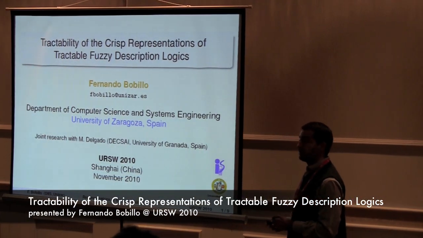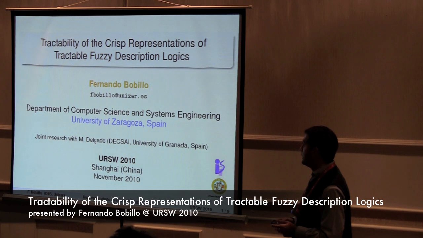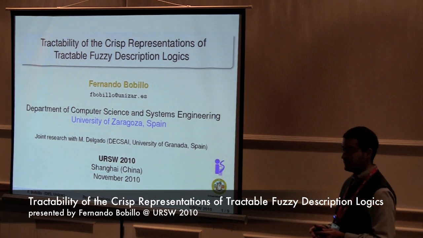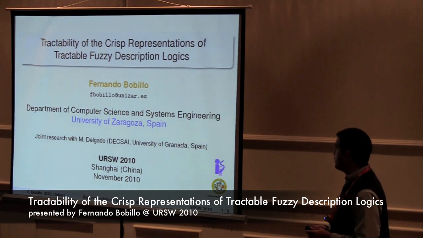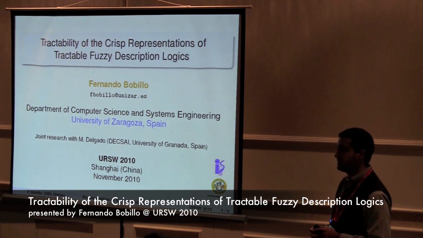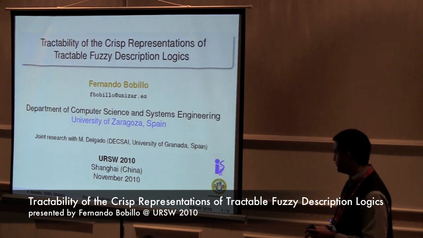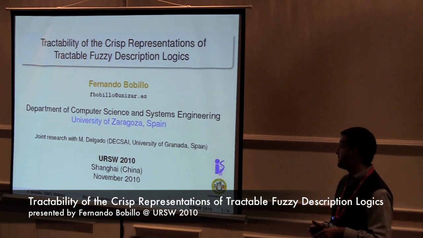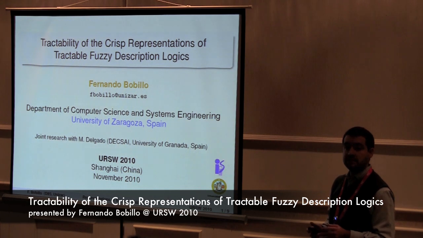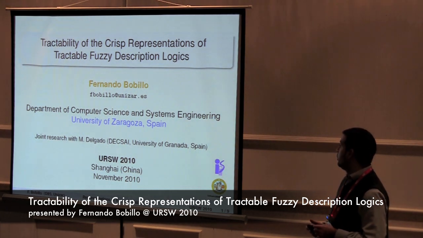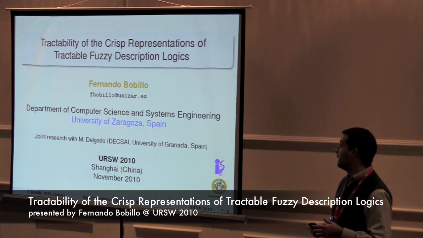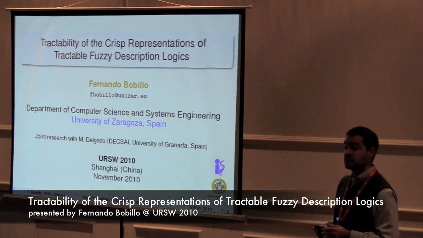So my second presentation has the title Tractability of the Crisp Representations of Tractable Fuzzy Description Logics. It's a joint research with Miguel Delgado from the Department of Computer Science and Artificial Intelligence at the University of Granada, Spain. In my previous presentation, I gave some ideas of crisp representations of fuzzy description logics, and in this work, we try to give an answer to the question of when these crisp representations are tractable.